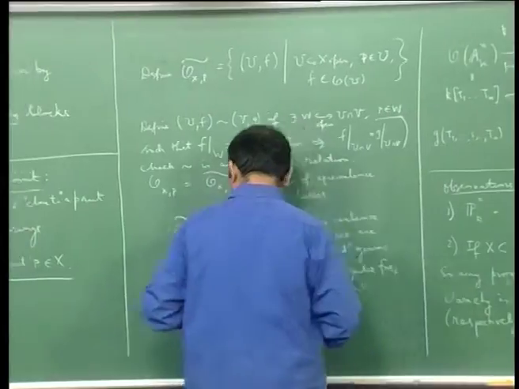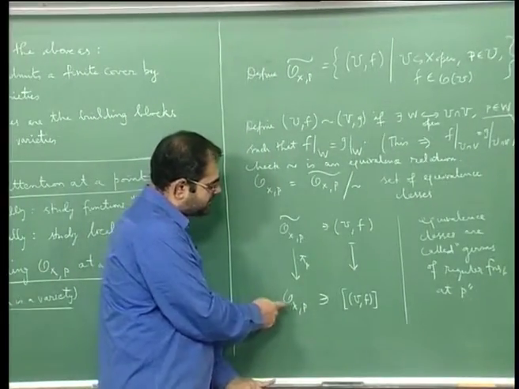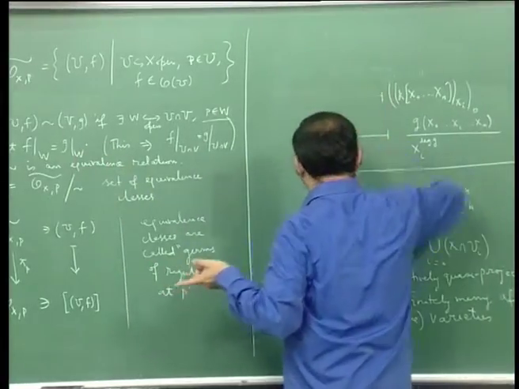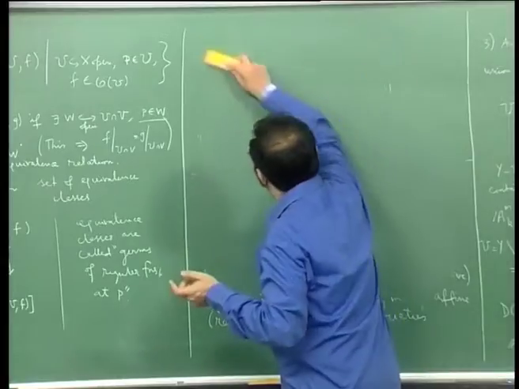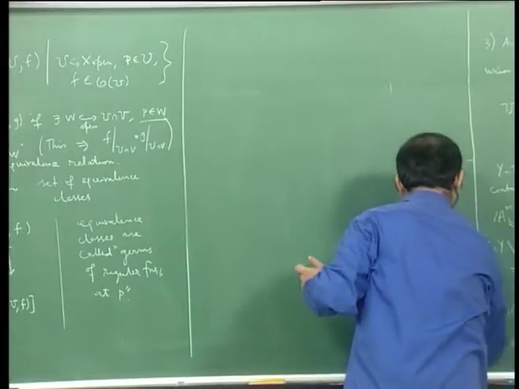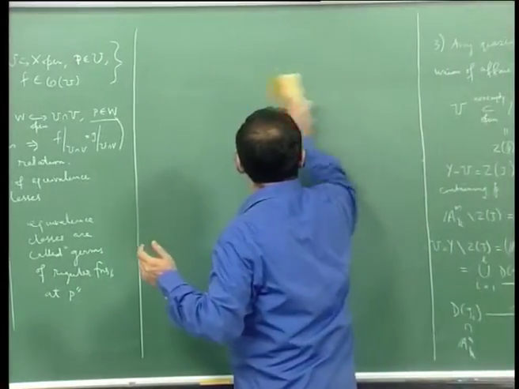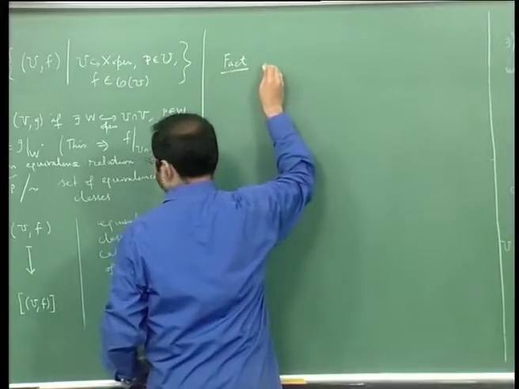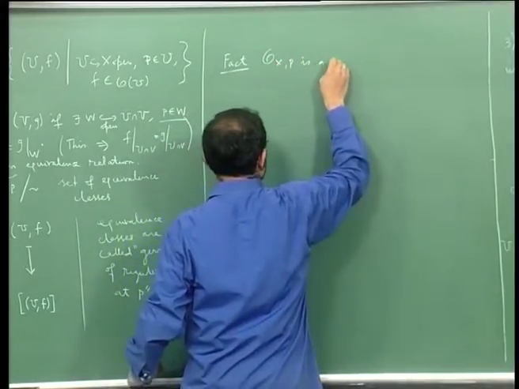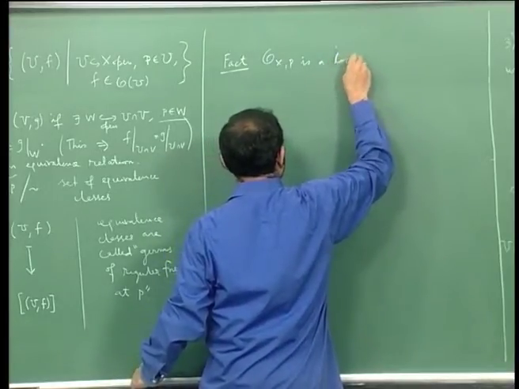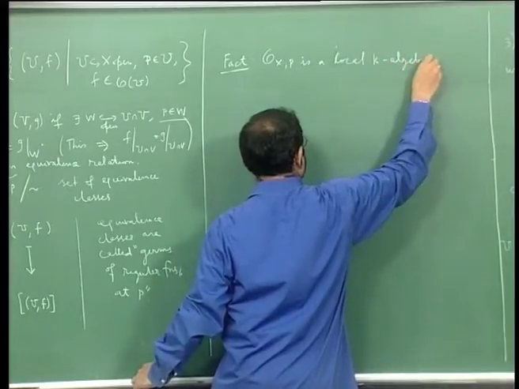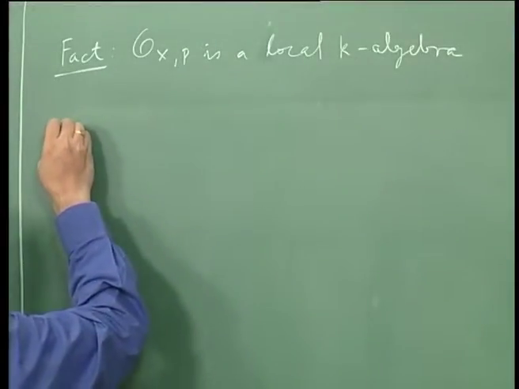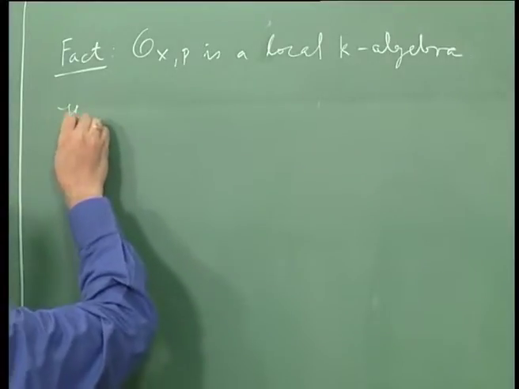Now the fact I want to say is that this is actually a ring. Why this is a ring is because you can define addition and multiplication. In fact, it's not just a ring. In our case, it's actually a K algebra. So let me write out the fact: O_{X,P} is a local K algebra. This is the fact. So first of all, how do you make it into a ring? How do you define addition, multiplication, and so on? So you define the operations.